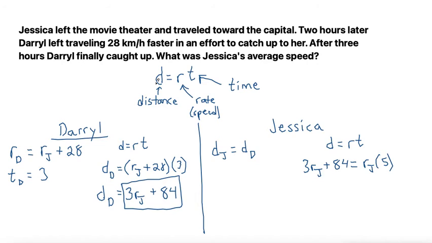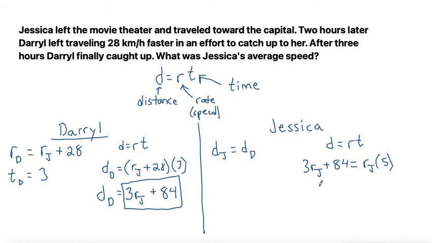Okay, and we're assuming that they traveled towards the Capitol and they met at the same time. Well, I guess it doesn't have to be at the Capitol, but they met together, so they traveled the same amount of distance. Okay, so now we have this equation that only has the rate that Jessica's traveling as its only variable.